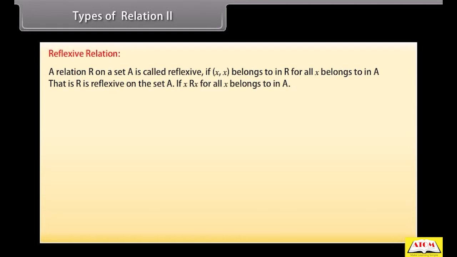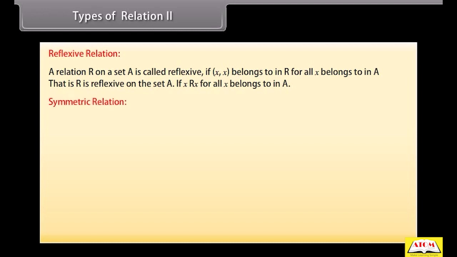Reflexive relation. A relation R on a set A is called reflexive if (x, x) belongs to R for all x belongs to A. That is, R is reflexive on the set A if x is related to x under the relation R for all x belongs to A.